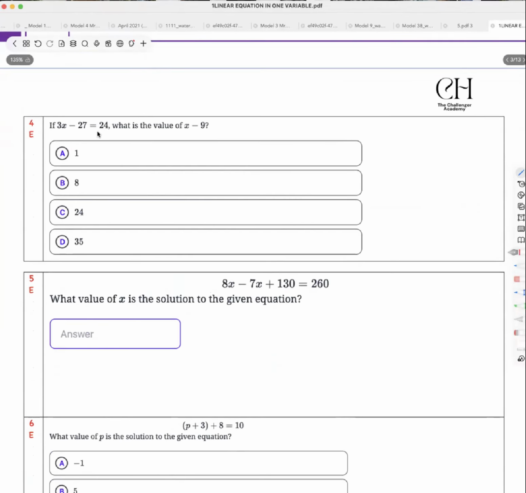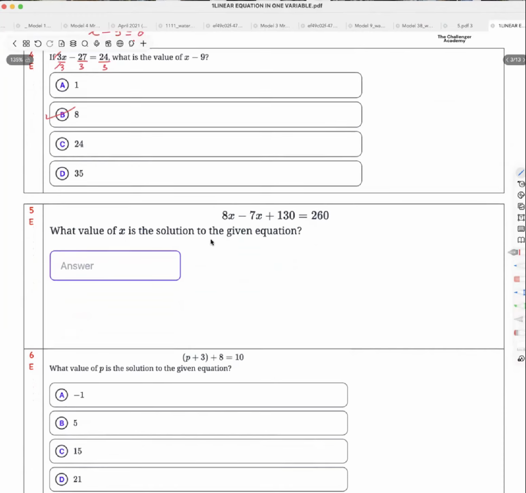If 3x minus 27 equals 24, what is the value of x minus 9? The same as the previous question. You will just divide both sides by 3. I think this shortcut is easier than using Desmos or using the calculator because it will save a lot of time. And you know that time is very important in the digital SAT. So divided by 3, this is x minus 9, because 27 divided by 3 equals 9. 24 divided by 3 equals 8. So x minus 9 equals 8. Let's move to the next one.